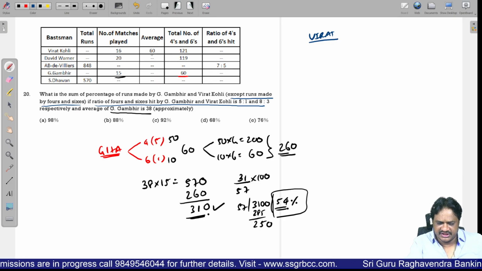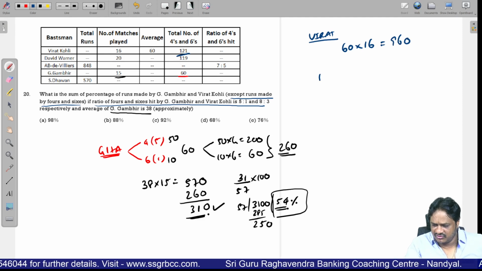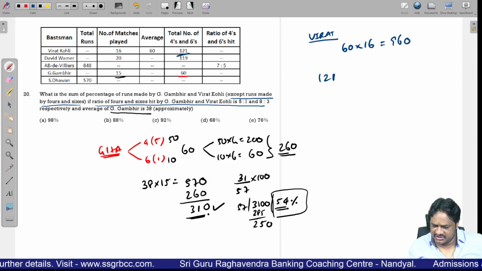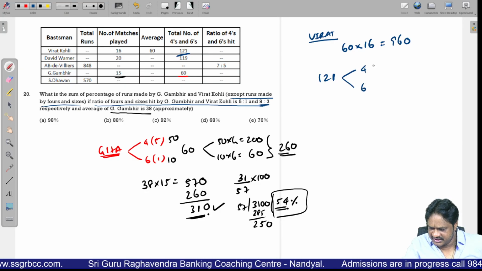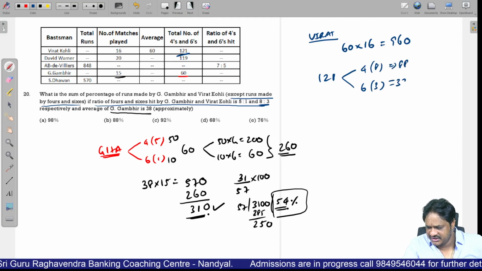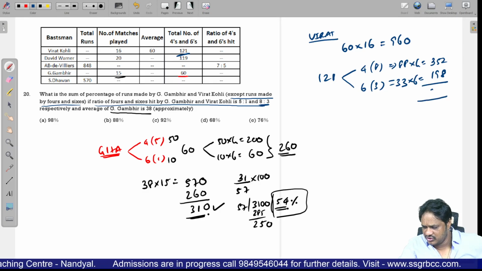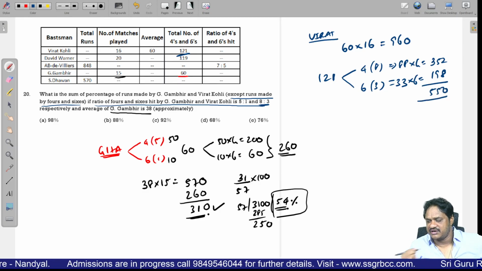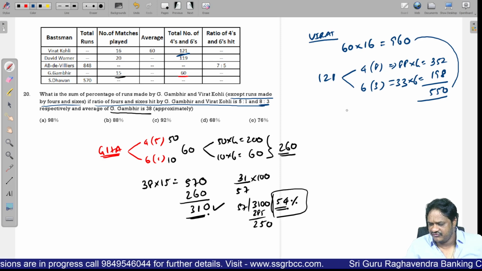Virat Kohli is hitting 60 into 16, 960 runs. Total runs are 960. In these, boundaries are 121. In these boundaries, 4s and 6s are in the ratio of 8 is to 3. 8 plus 3, 11. So it is 88, 33. 88 into 4 is 352. 33 into 6, 198. Total 550 runs. So out of 960, 550 are from boundaries. Other than boundaries, it is 410.